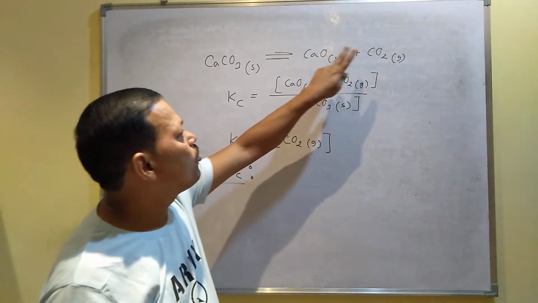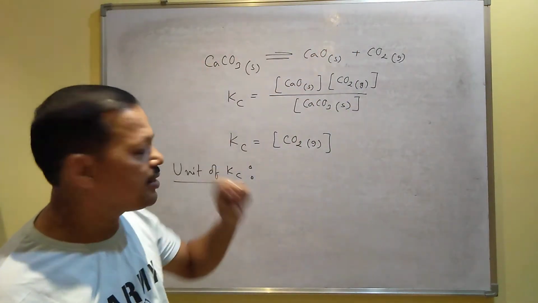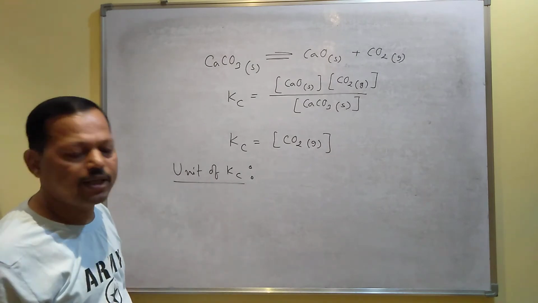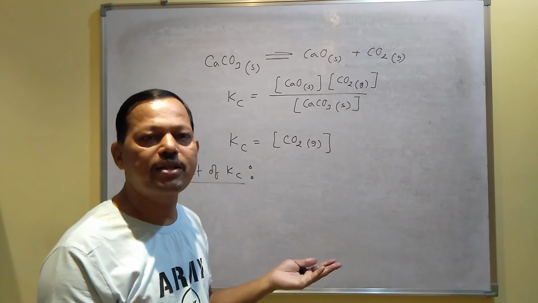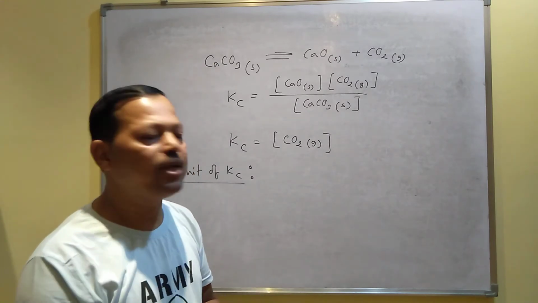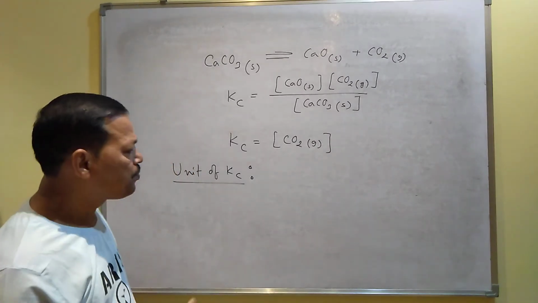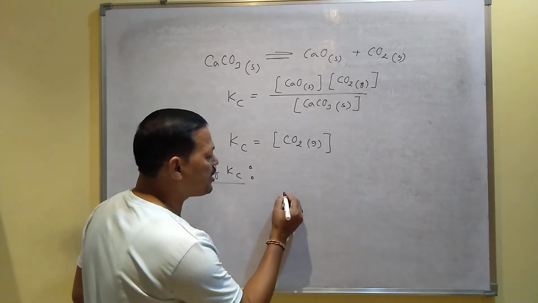Depending on the number of moles of product and number of moles of reactant, you will get the value of Kc. Actually, there are some reactions in which there will be no unit of Kc, but there are some reactions in which you will get some resultant unit of Kc. How? I will show you one reaction.